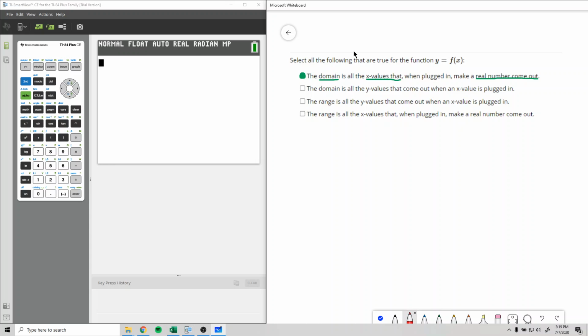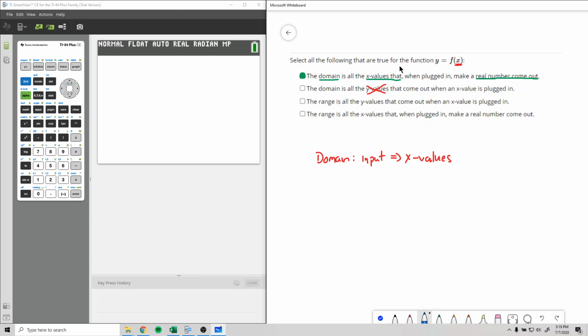So the second one says the domain is all the y values, and right away that is wrong because the domain is the input, which is x, not y. And the domain is the input, which for this problem are the x values because the x is what's inside.